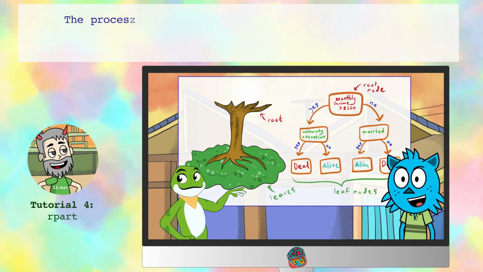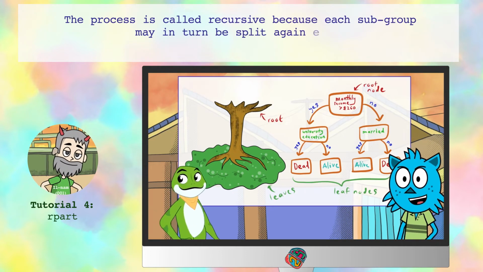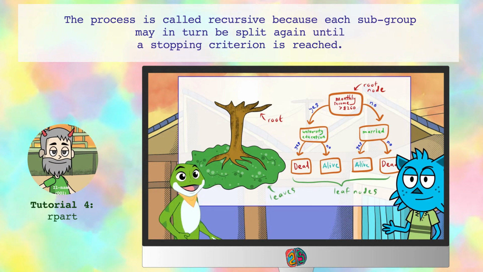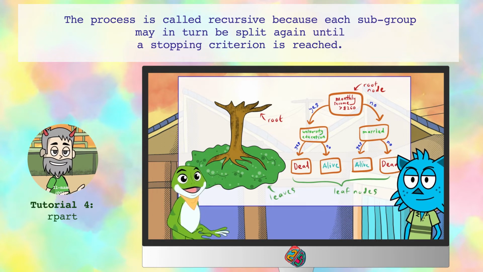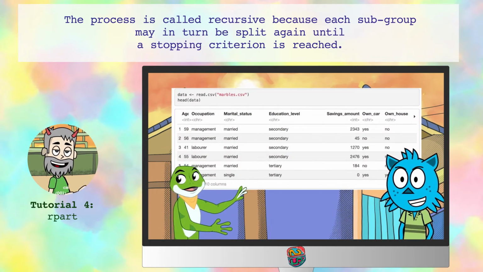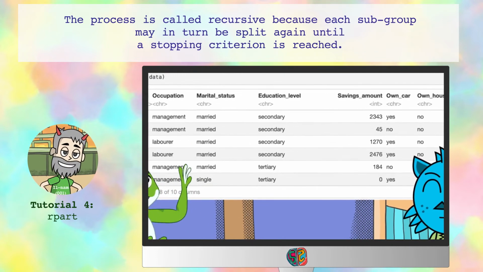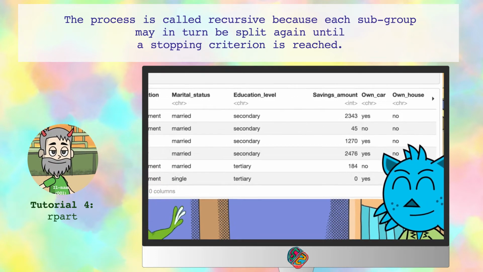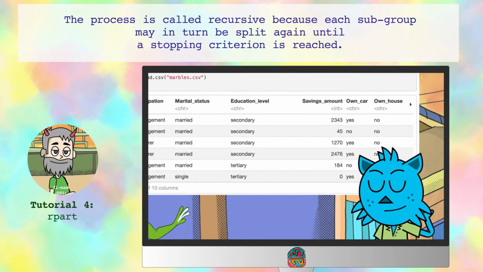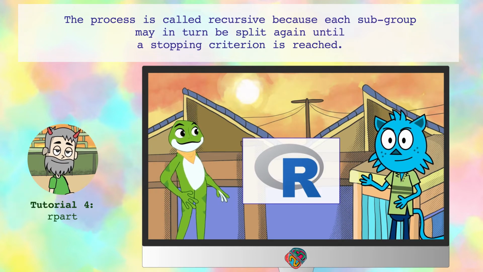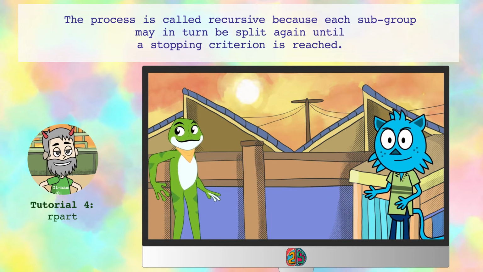Let's start growing a tree, Zippy, to find out which players win the marbles game. Copy that, Teddy Bear. Here's the marbles data set. It has information on age, occupation, marital status, education level, savings amount, car or house ownership. To create decision trees, we need the rpart package. Got it!